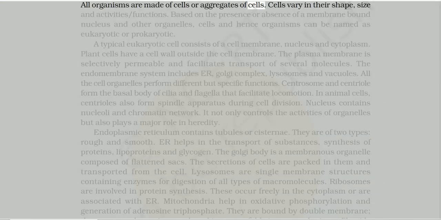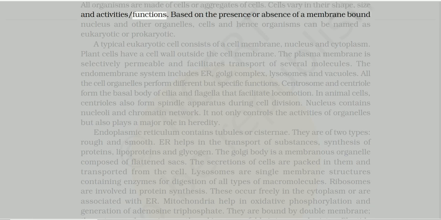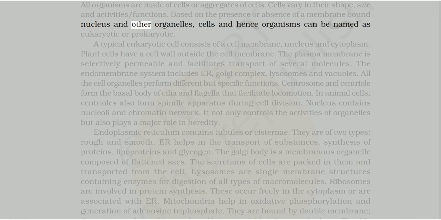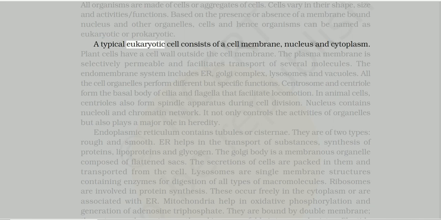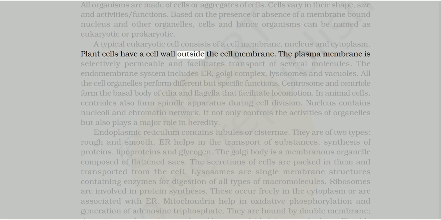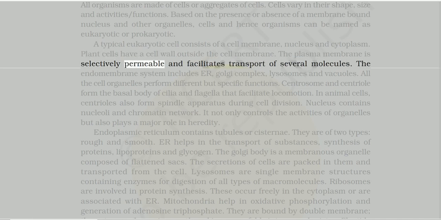aggregates of cells. Cells vary in their shape, size and activities or functions. Based on the presence or absence of a membrane-bound nucleus and other organelles, cells and hence organisms can be named as eukaryotic or prokaryotic. A typical eukaryotic cell consists of a cell membrane, nucleus and cytoplasm. Plant cells have a cell wall outside the cell membrane. The plasma membrane is selectively permeable and facilitates transport of several molecules.